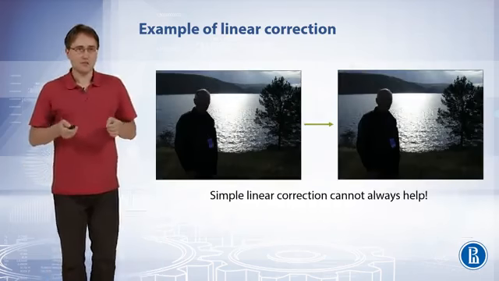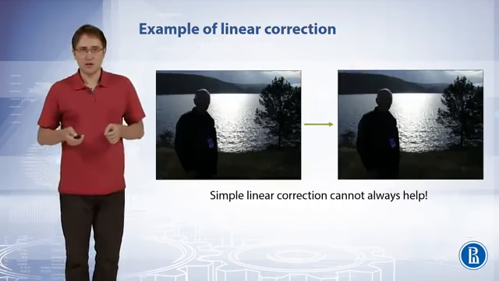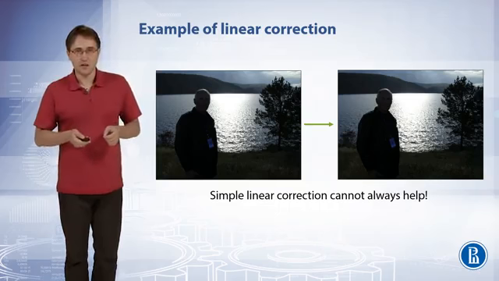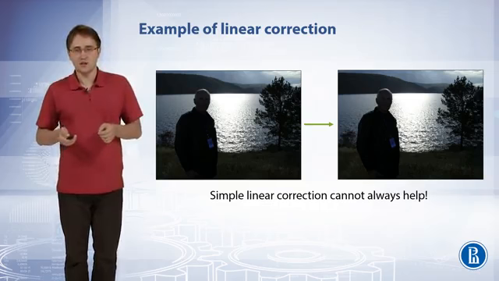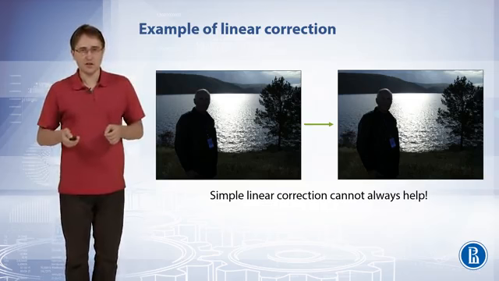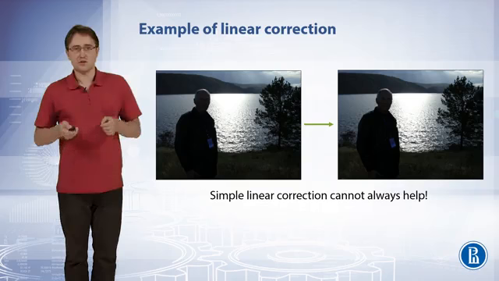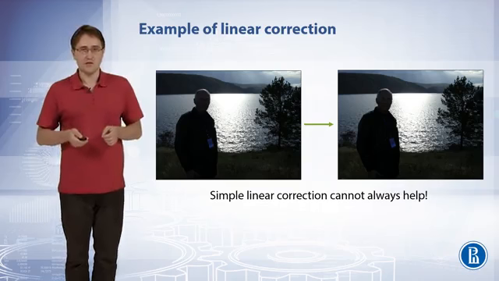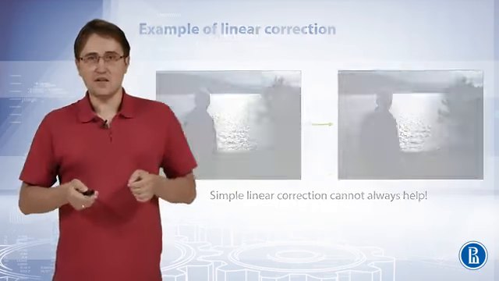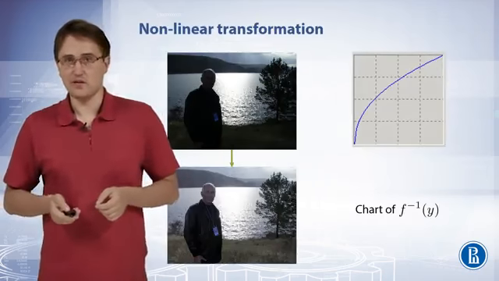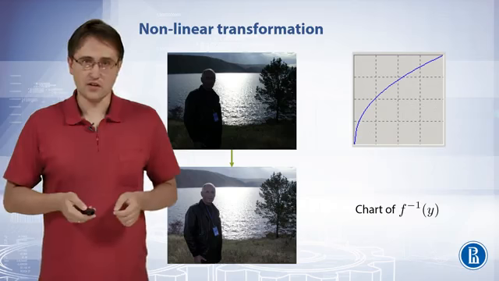But sometimes simple linear correction cannot help. Like in this example, we have a portion of brightly lit water and the rest of the image is very dark. So simple linear transformation will not improve the contrast in very dark area, because we have very dark and very bright pixels in the image. If linear correction cannot solve the problem, then we can apply nonlinear correction.